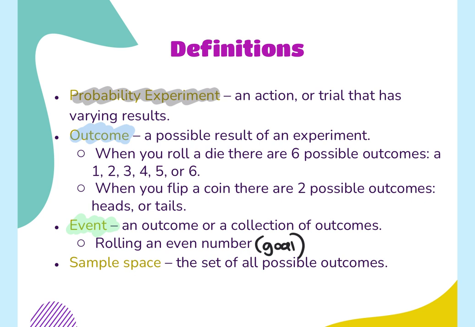And then the sample space is the set of all possible outcomes. So if you're rolling that 6-sided die, then the possible outcomes are 1, 2, 3, 4, 5, 6. If you're pulling a card out of a deck of cards, which is one of the things you're going to have to familiarize yourself with, the sample space is all those possible outcomes.